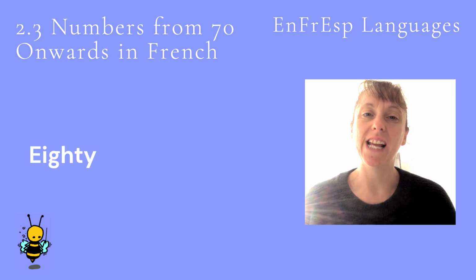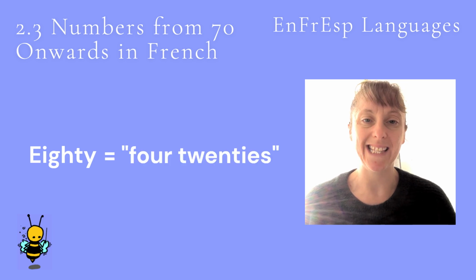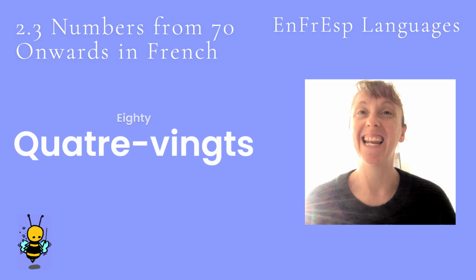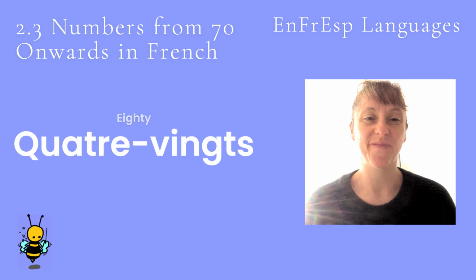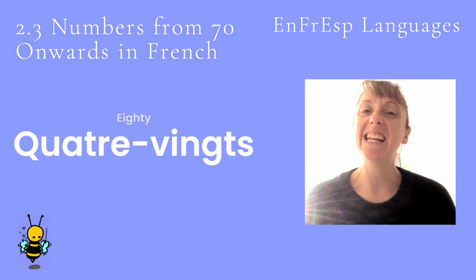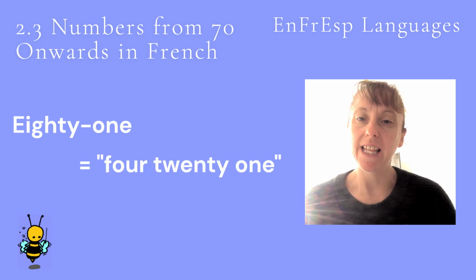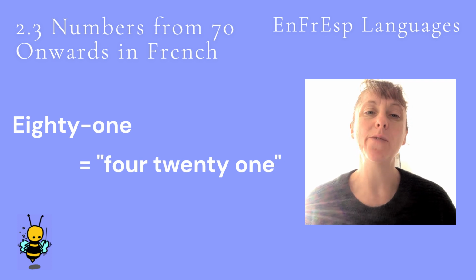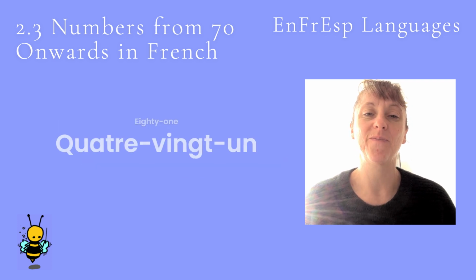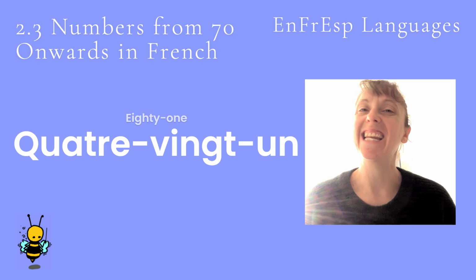80 in French is 4 20s, which in French is quatre-vingts. Let's hear it again. Quatre-vingts. 81 is 4 20 1. This time there is no and. So in French, 81 is quatre-vingt-un. Let's hear it again. Quatre-vingt-un.